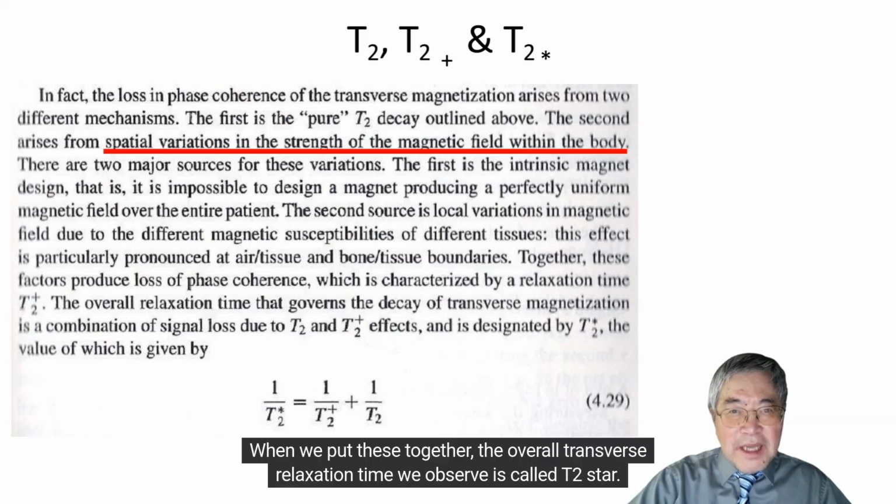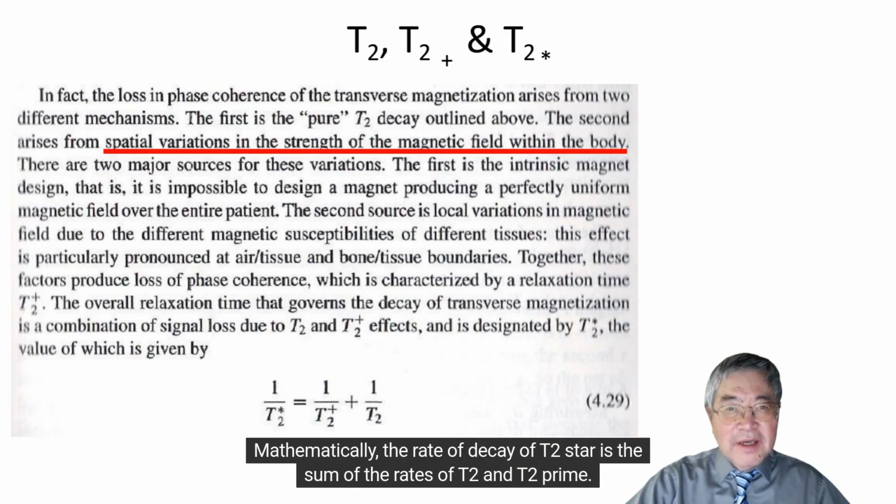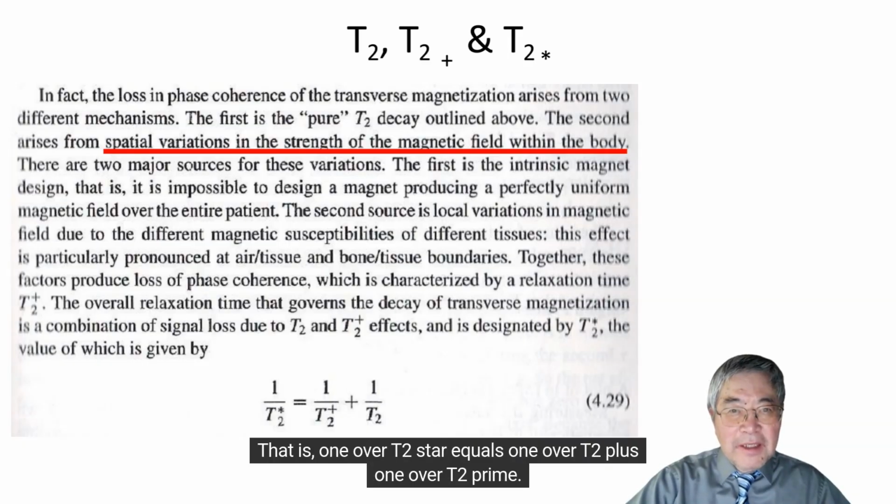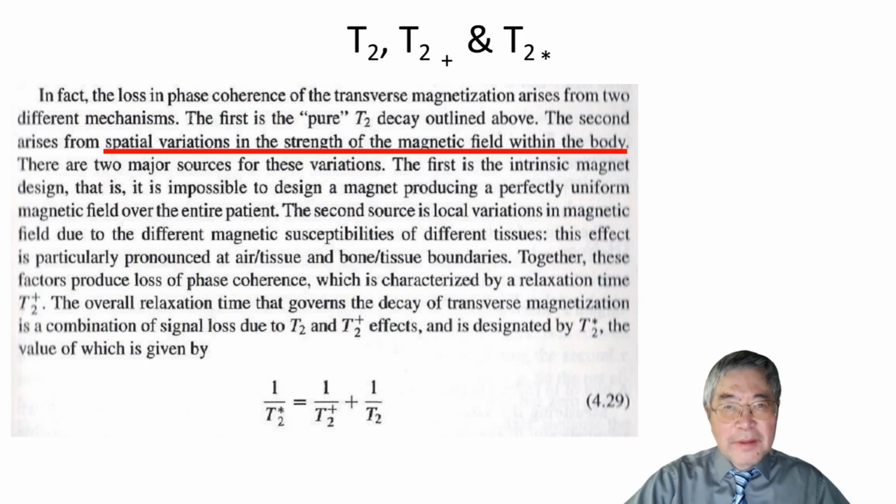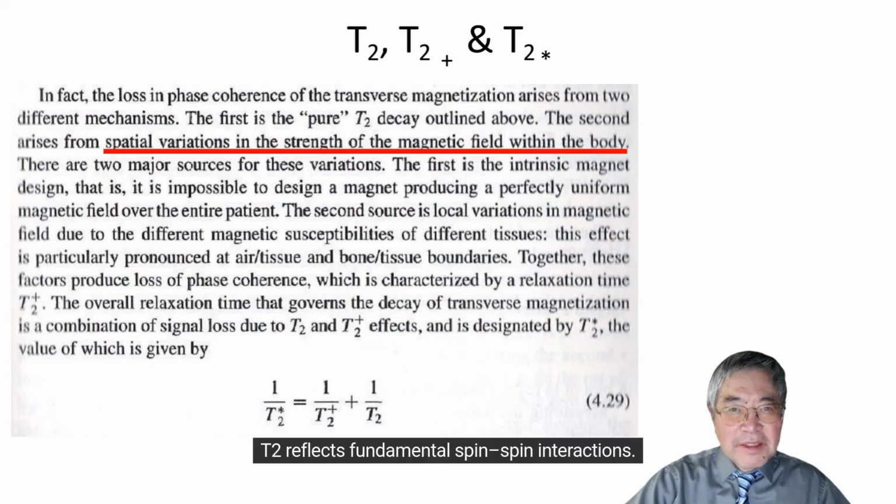When we put these together, the overall transverse relaxation time we observe is called T2 star. Mathematically, the rate of decay of T2 star is the sum of the rates of T2 and T2'. That is, 1 over T2 star equals 1 over T2 plus 1 over T2'. So in summary, T2 reflects fundamental spin-spin interactions.